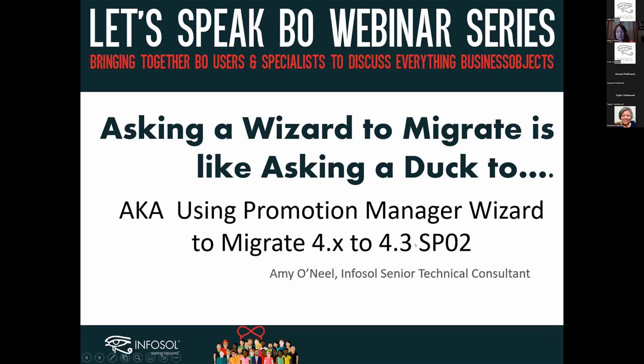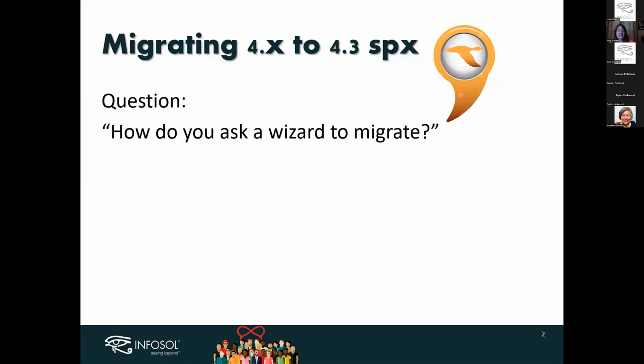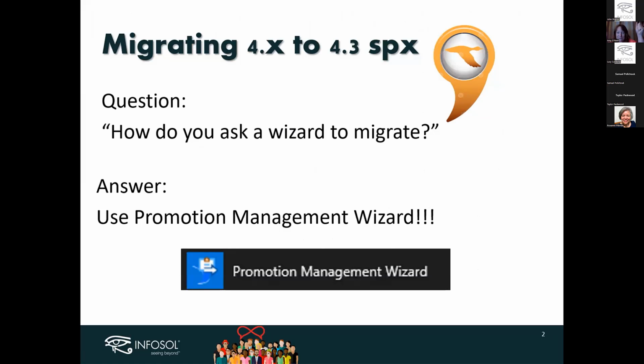You'll still do this for SP3 as well, in terms of migrating over using Promotion Manager Wizard. So let's talk about this. How do you ask a wizard to migrate? You use Promotion Manager Wizard, of course. Okay, that's just hokey.